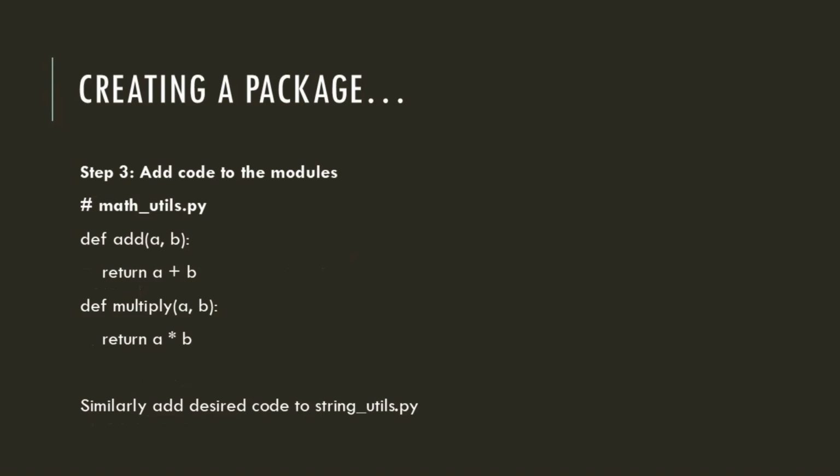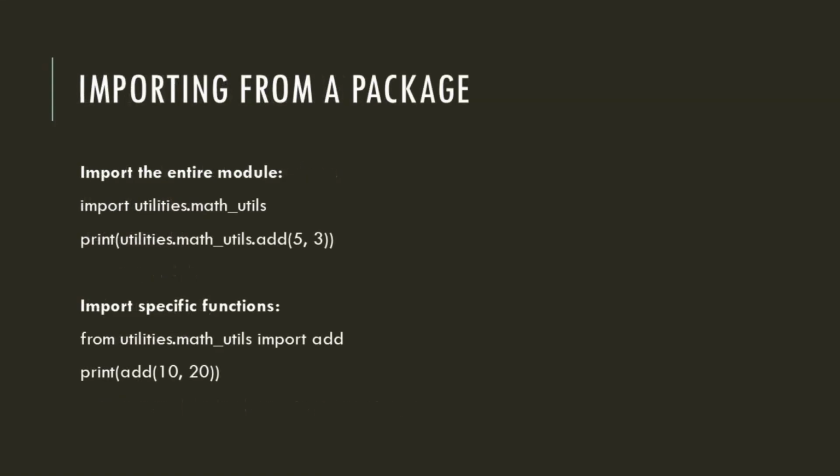Step 3, add code to the files. For example, we add some code to math_utils.py. def add(a, b): return a + b. def multiply(a, b): return a * b. Similarly, add some desired code to string_utils.py.